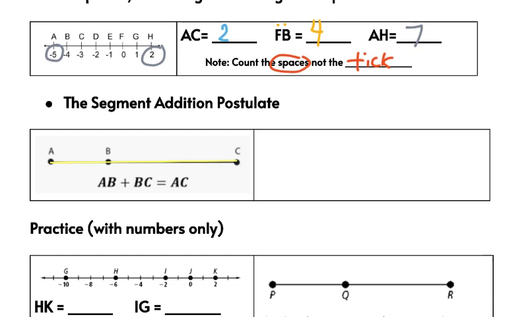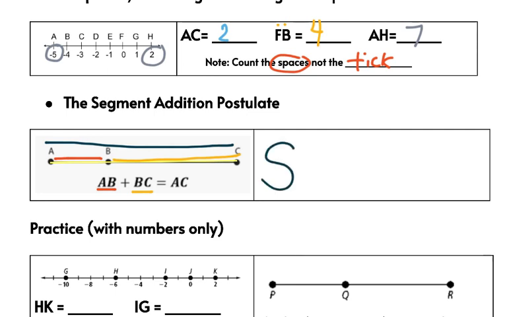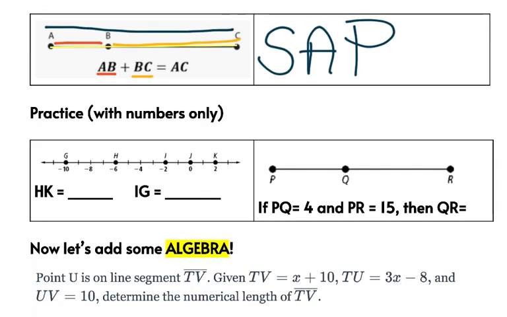It says that when we take one piece, A to B, add to it the next piece from B to C, we get the whole way from A to C. And we're going to be abbreviating this, especially in chapter 2, calling it SAP, for segment addition postulate. So it can be done again with numbers, or more importantly, we're going to be doing it with algebra. All right, so I'm going to have you pause the video and try these little practices, okay? And then come back to the video.